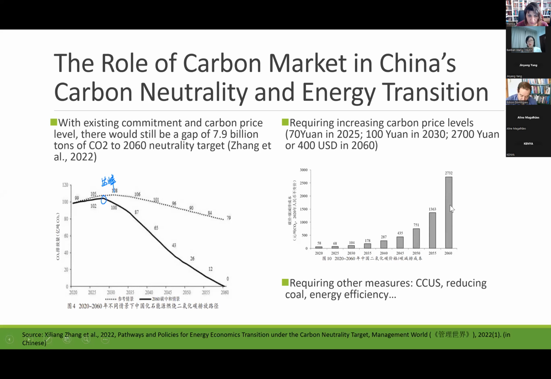About $400. And aside from carbon pricing, it also needs other measures, such as CCUS, which is very important to offset the influence of coal consumption, and also reducing coal and improving energy efficiency, etc.